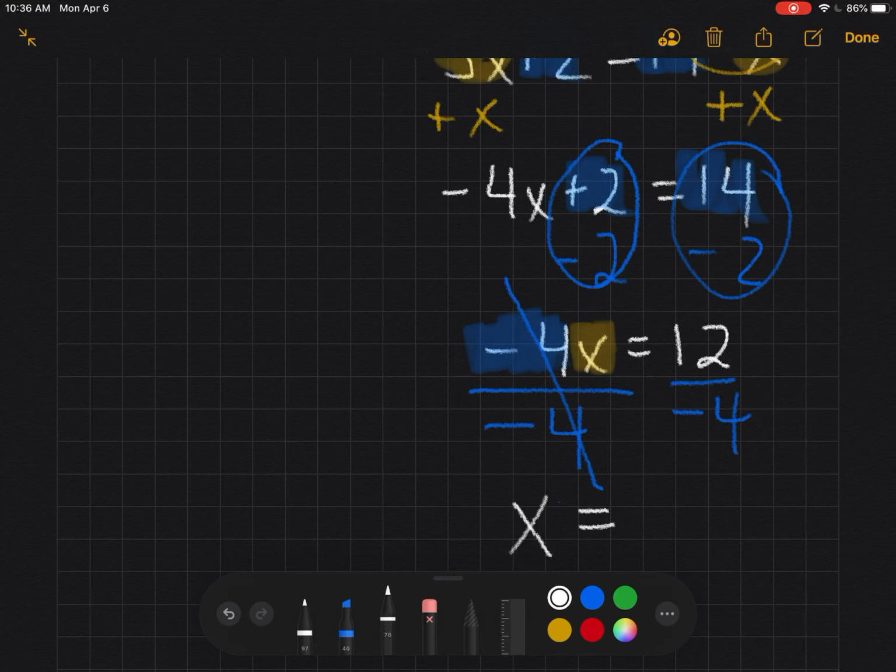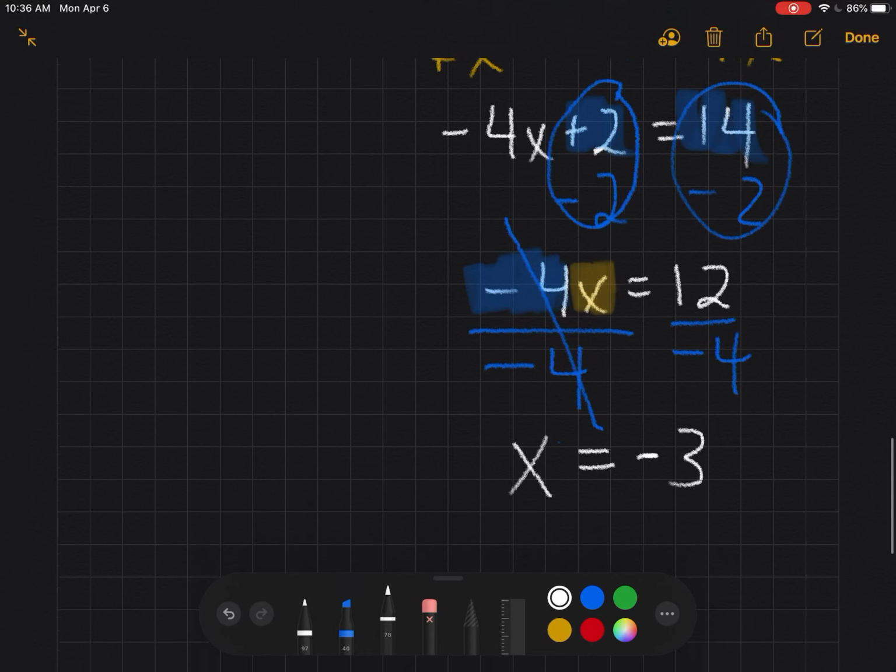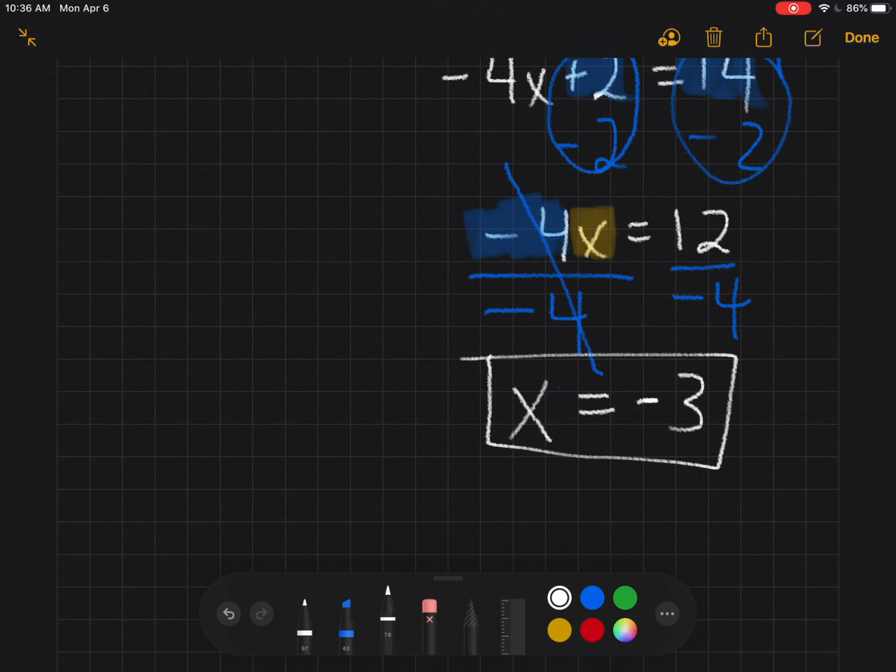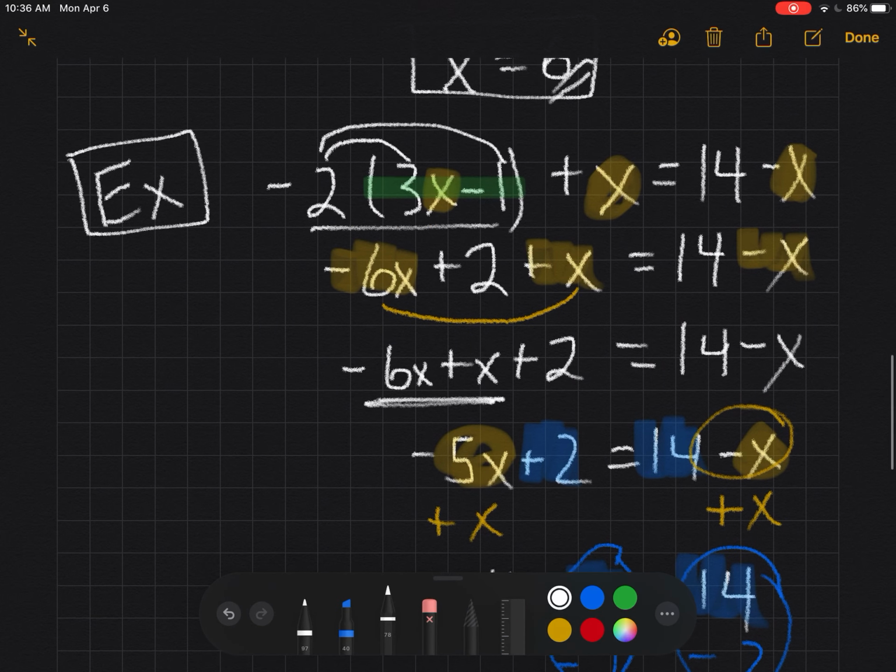And then on the right-hand side of the equation, I have 12 divided by -4. A positive divided by a negative should give me a negative answer. And 12 divided by 4 should give me 3. And so for this equation, I have x is equal to -3.